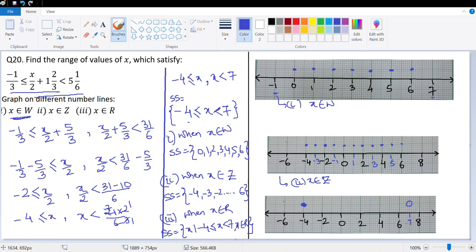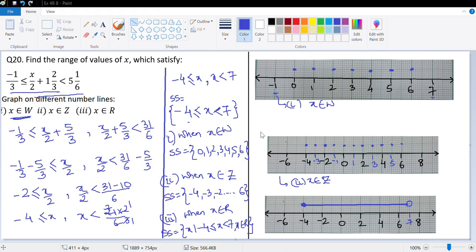and 7 is not included, which means it will be an empty circle. I will mark 7 here and join these 2 points using a straight line. Point to note is that 7 is not included, that's why it's an empty circle, whereas -4 is included, that's why it's a filled circle. Let's look at the next question.